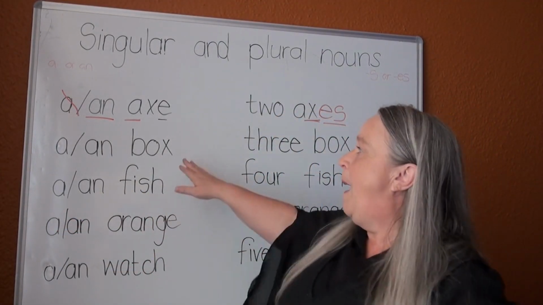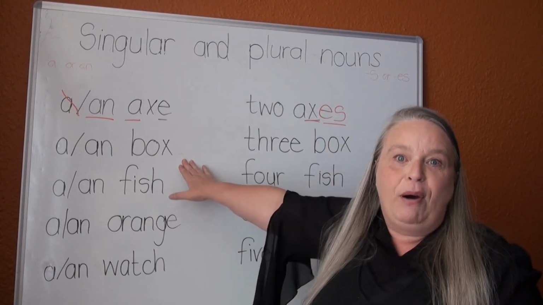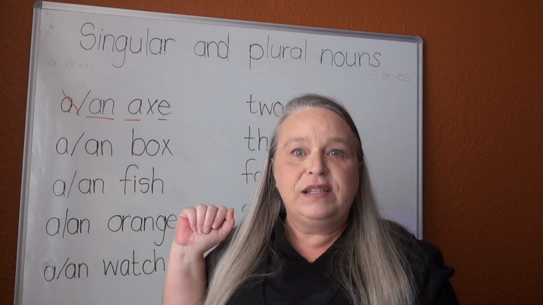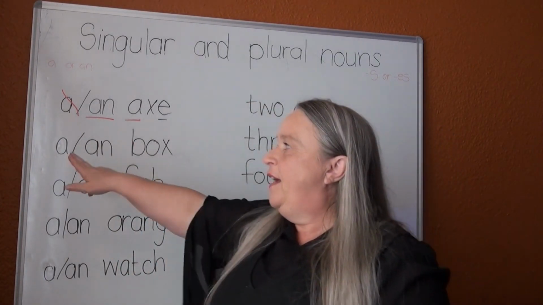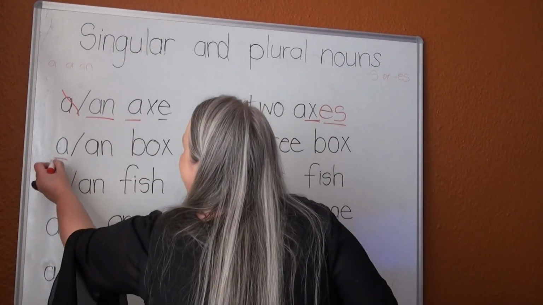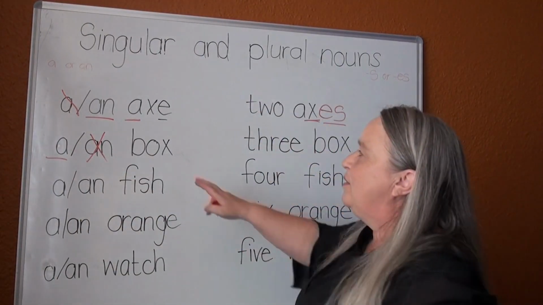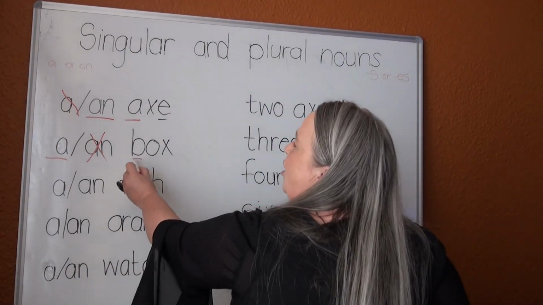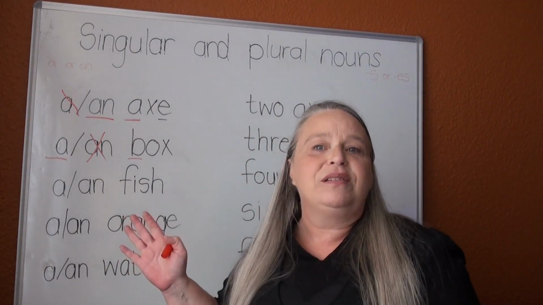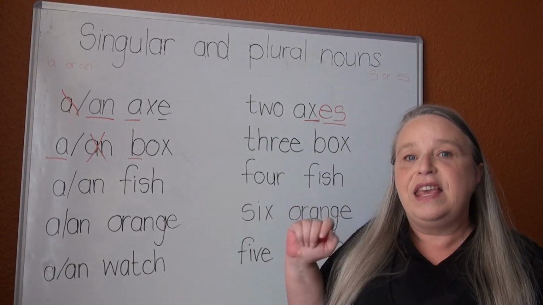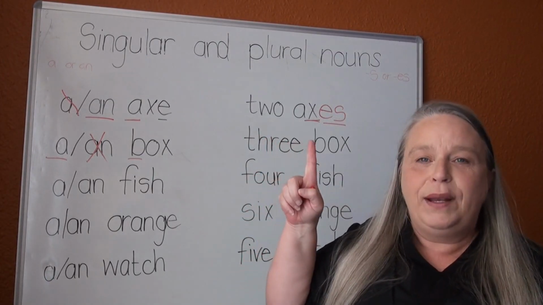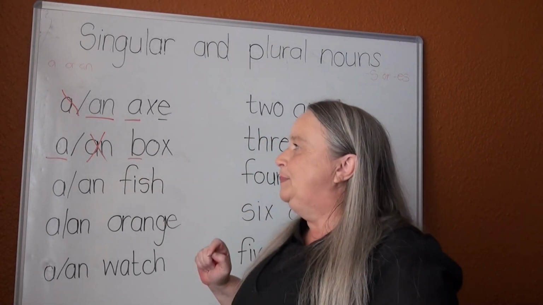Now let's look at the next one on the board. Here we have box. So when we have one box, we will say we have a box. Yes, correct. We will have a box, not an, because box starts with a consonant B, not with a vowel. So we will say a box. Yes, one box, a box.